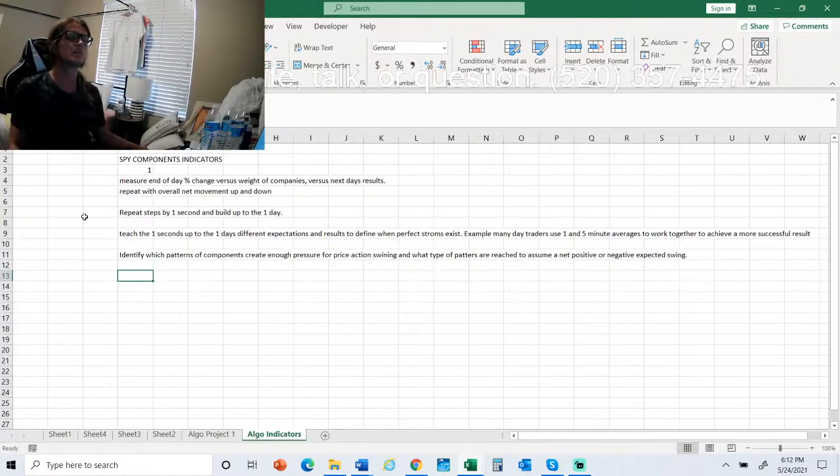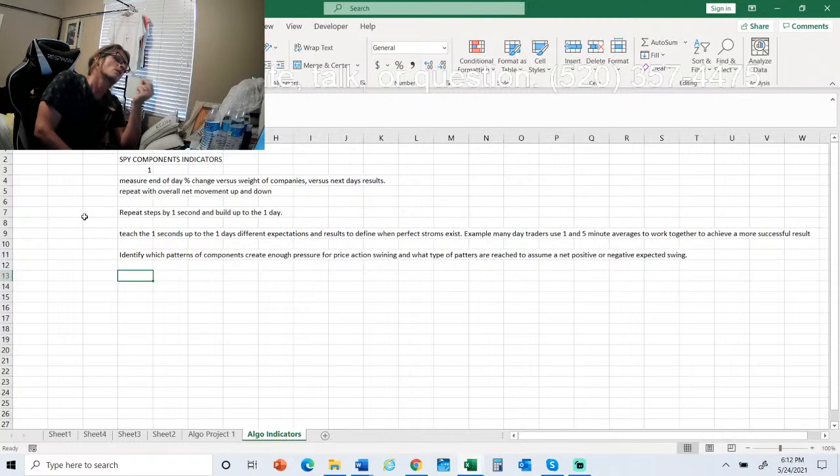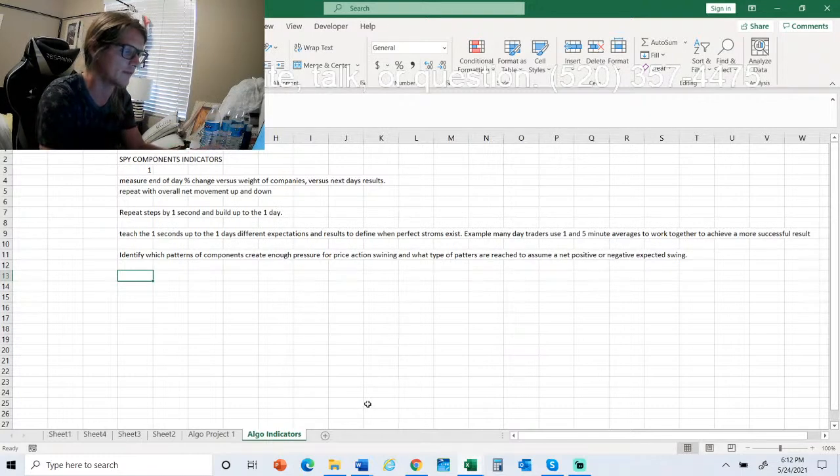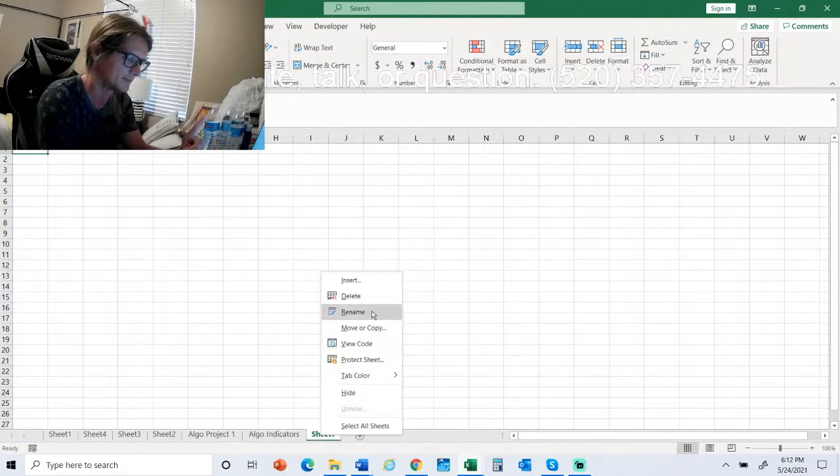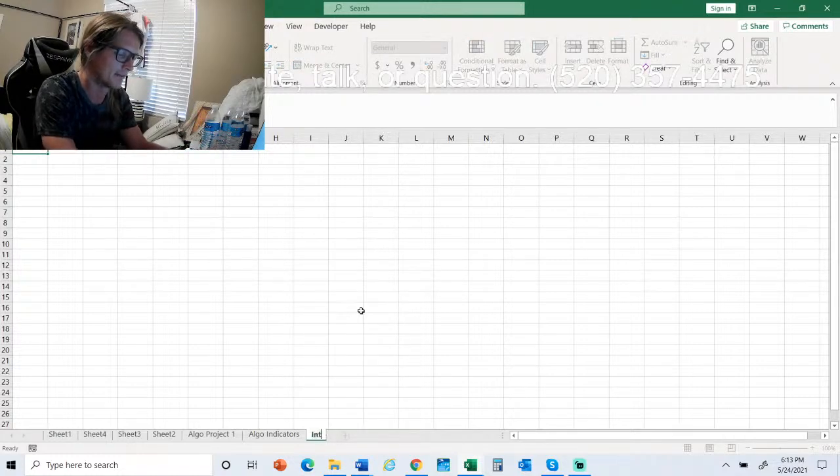What else about the components? The weight is super important. We already kind of talked about the weight, but I haven't really gone into detail about it. Ooh, okay. So I like that one as an indicator. We'll start with that for now. But I want to start on another. This one's interesting, people. This one's interesting. So I'm going to call this one Interesting Algo.